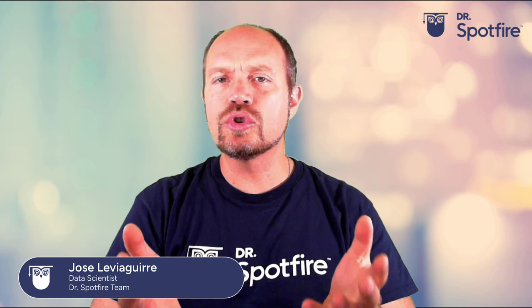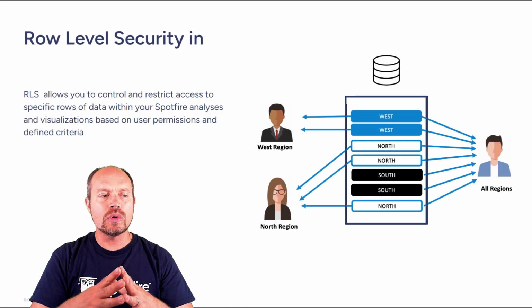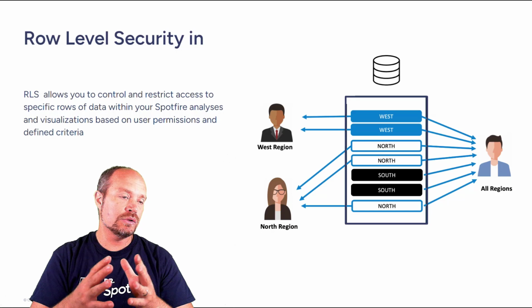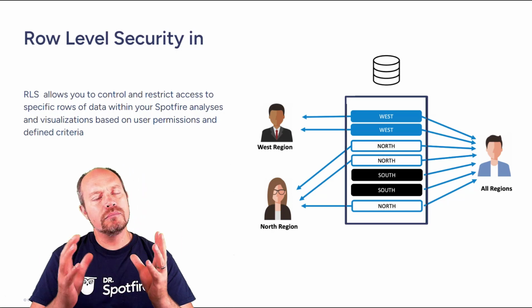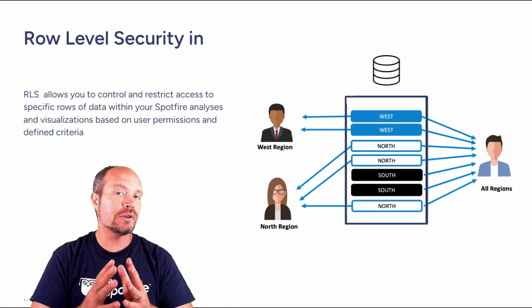I am Jose Leveguire from Spotfire, and today I'm going to talk about row level security. So what's row level security? Row level security allows you to control and restrict access to specific rows of data of your analysis, your Spotfire analysis, and visualizations based on the user permissions or defined criteria.